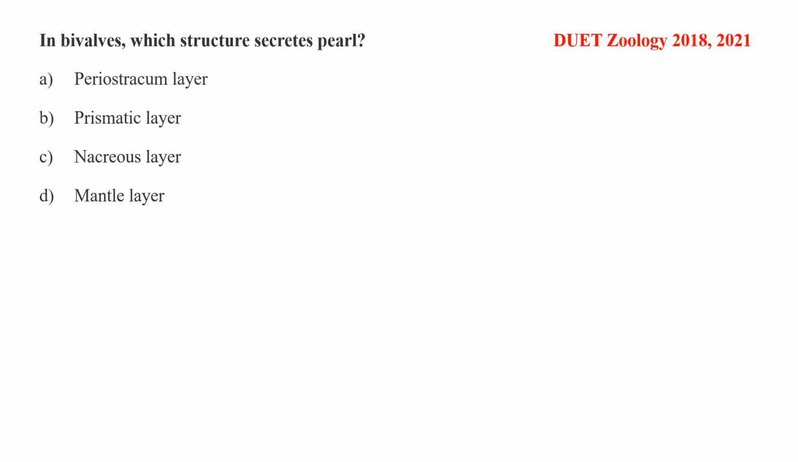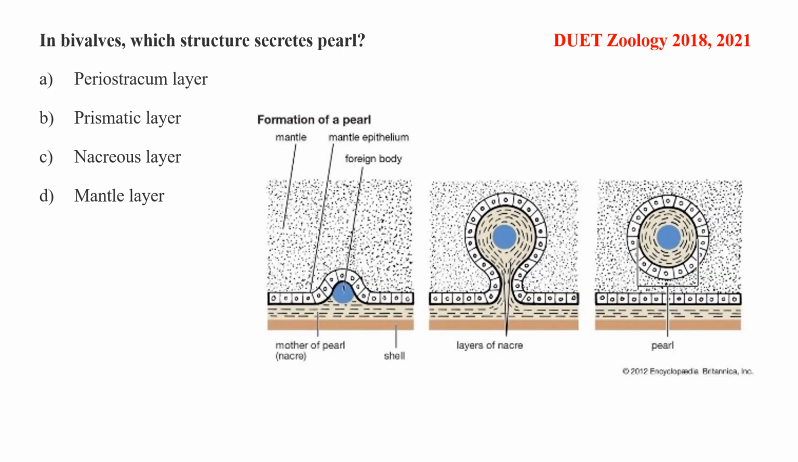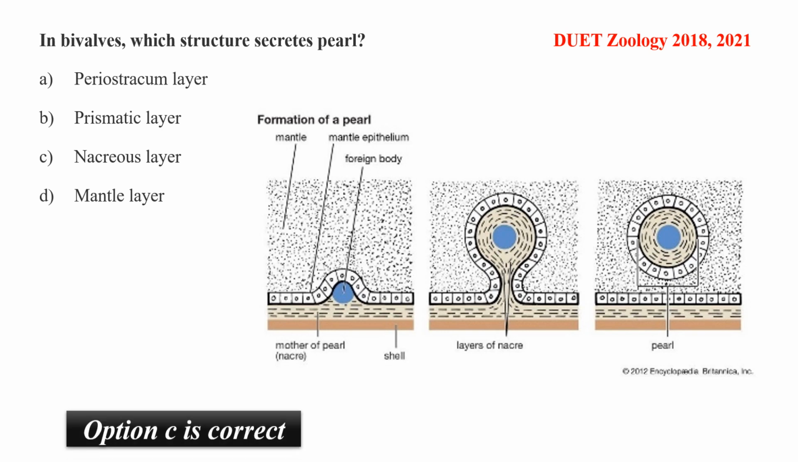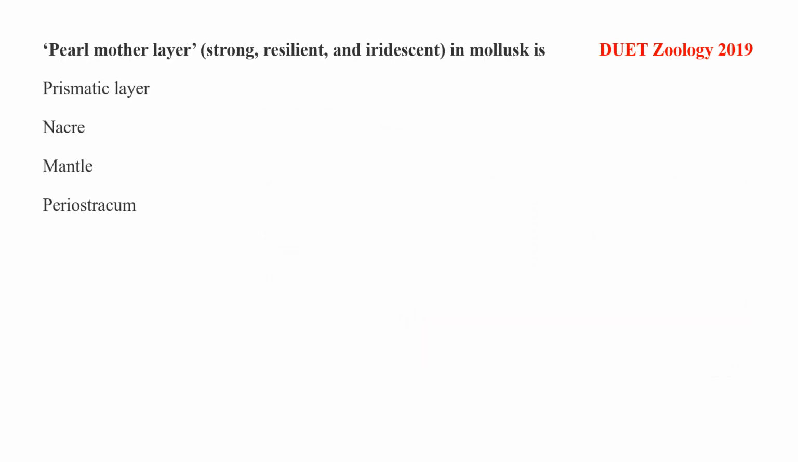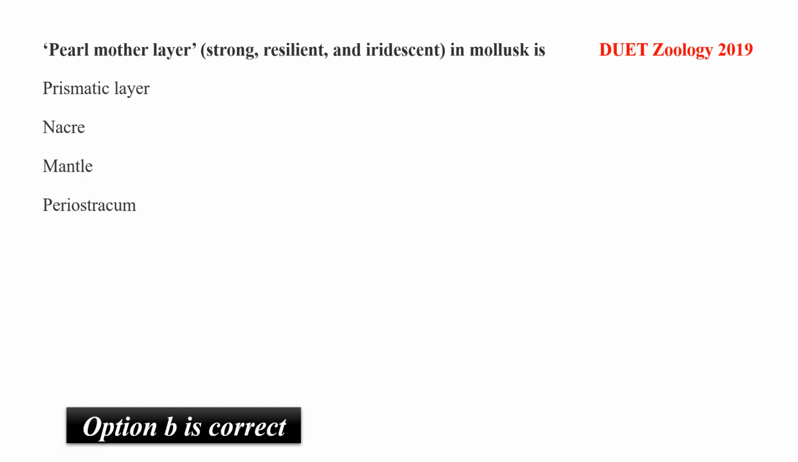In bivalves, which structures secrete pearl? Whenever any foreign mass comes and is stuck between shell and mantle of bivalves, they start secreting layers of nacre, which is also known as mother of pearl, and which ultimately starts forming the pearl. Hence, in this case, option C is the correct answer. Pearl mother layer in mollusk is, as we have just discussed in the previous slide, nacre. That means option B.